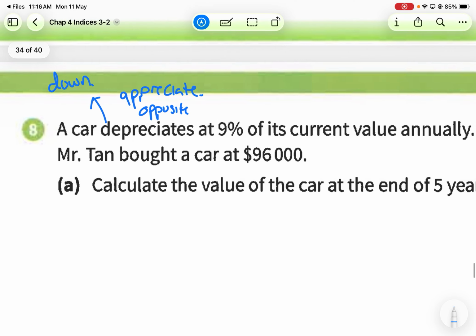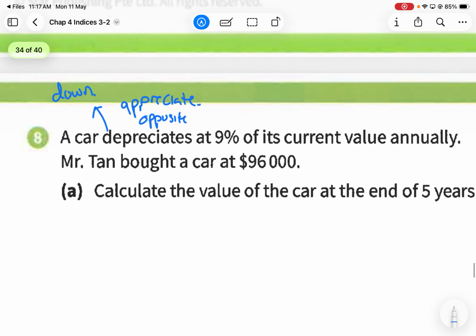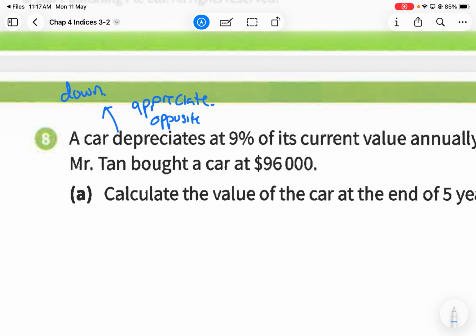Okay? So, for example, a car, at first it is worth 96,000. Depreciate means after 1 year, the car become older already. So it is not worth that much money anymore. Now it is worth less. Okay? So when they say depreciate 9% of current value annually, they are trying to say that after 1 year, it become less valuable by 9%. Then 1 more year become less valuable by another 9% of that year's value. So this one again is compound interest like that. Okay?